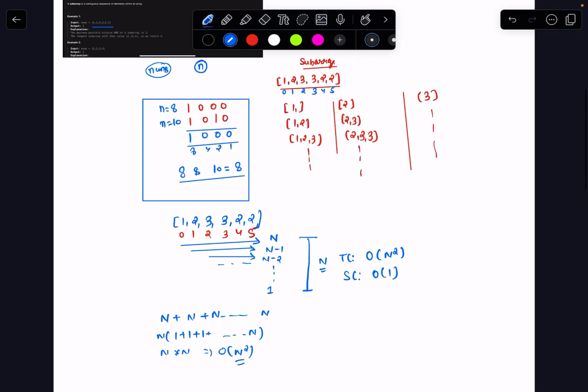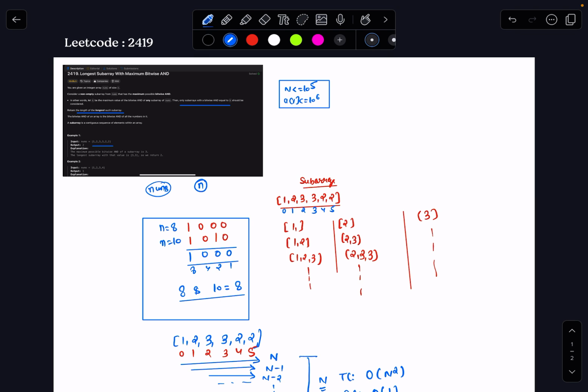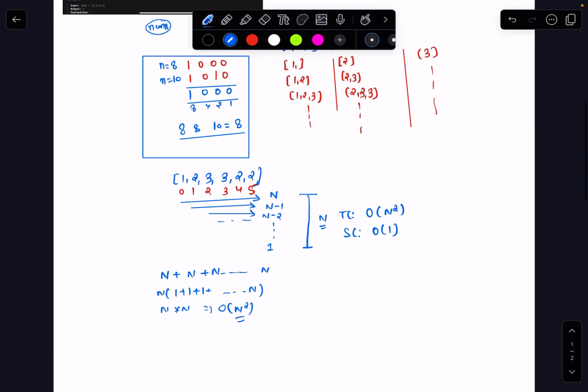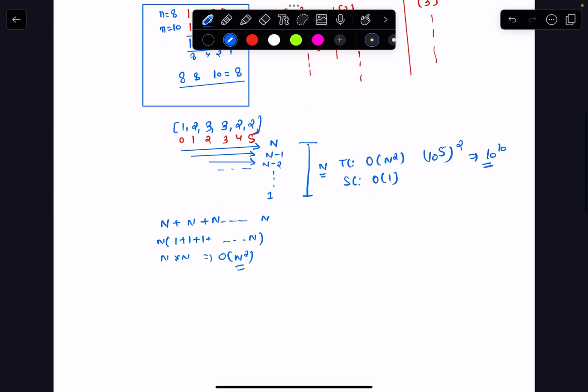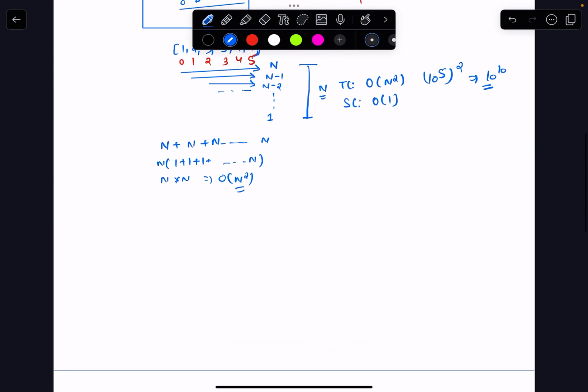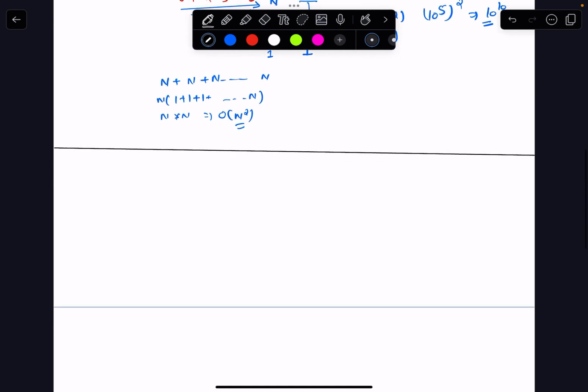But the problem here is n value is 10 to the power 5. If you use the brute force approach, they will give you TLE, because 10 to the power 5 squared will be 10 to the power 10. Maximum you can make the iteration up to 10 to the power 8. But you have to identify another solution, because this solution cannot work. This is the brute force, but this solution cannot work from here.